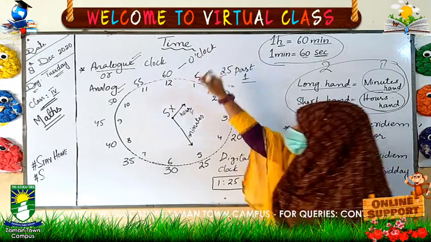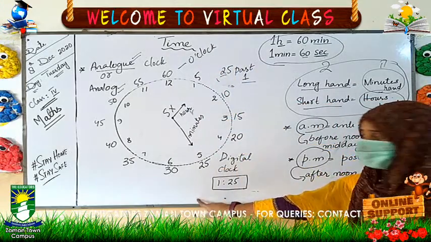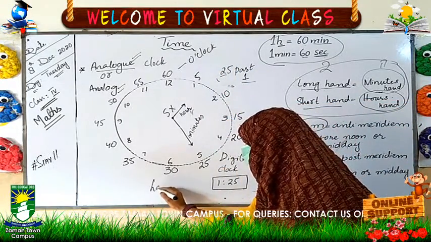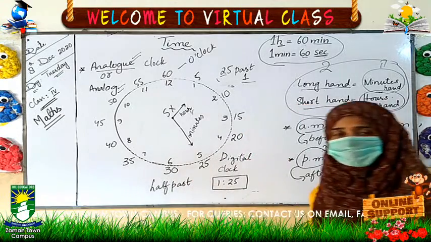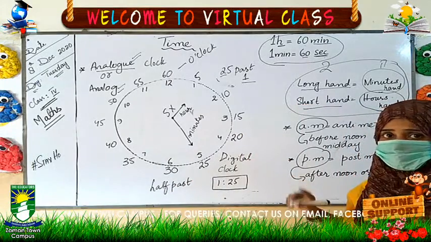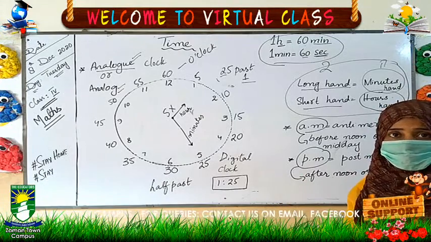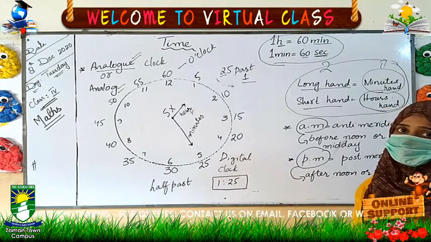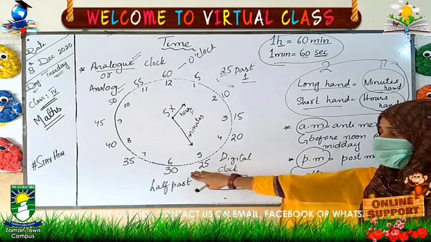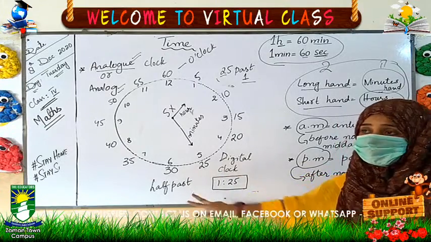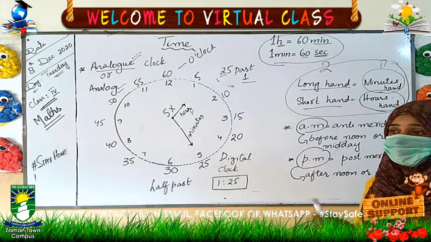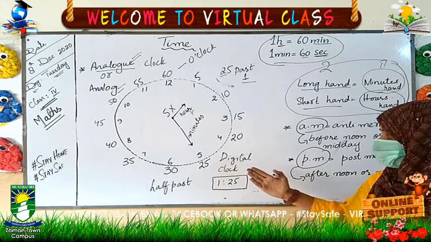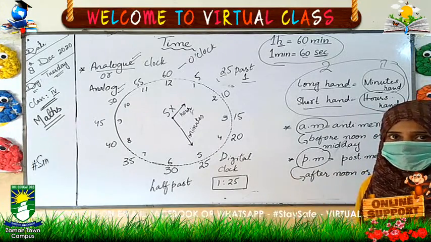Well, if 1 hour completes, we say o'clock. And if half an hour completes, we say half past. If 1 hour completes, we say o'clock. Suppose 1 o'clock, 2 o'clock. It means 1 hour is completed. But for half hour, we say half past. Suppose half past 6, half past 5. It means the half part of 5 or 6 has passed.